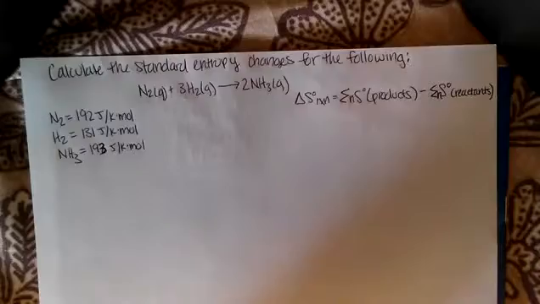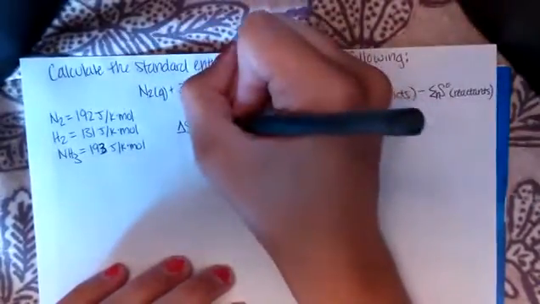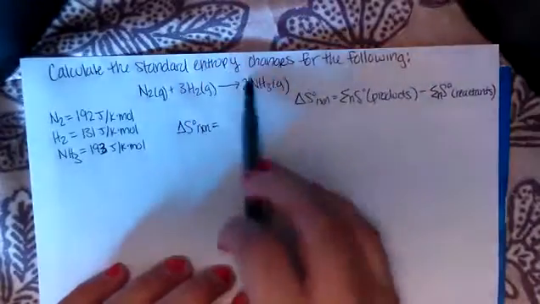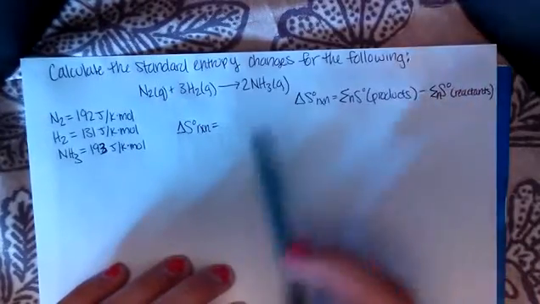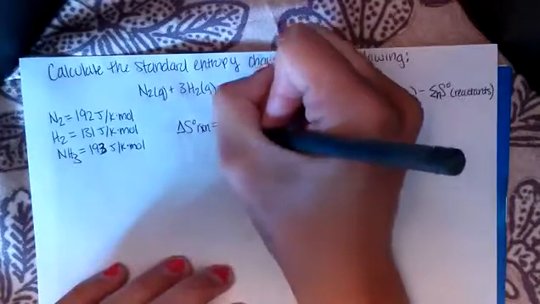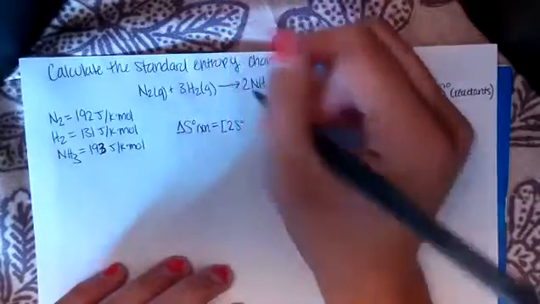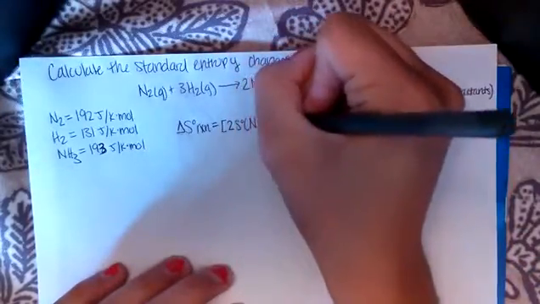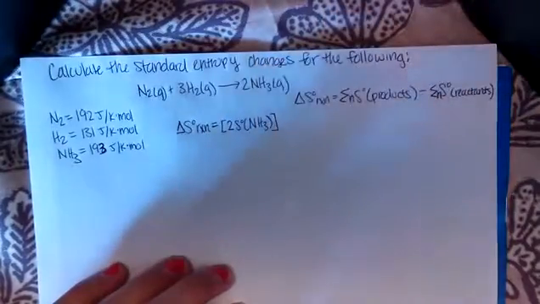So why don't we write it first without adding in all your numbers. So the change in entropy of the reaction is equal to the product. So what's our products? NH3. But don't forget, you have to consider the coefficient in this. So it's going to be 2 times entropy of NH3. Now that was really easy because we only had one product.